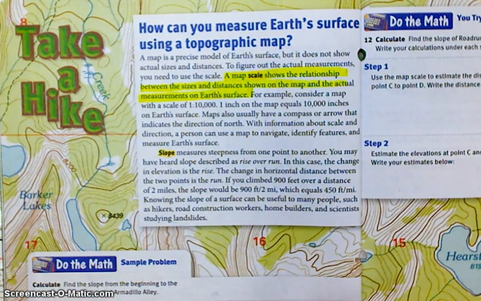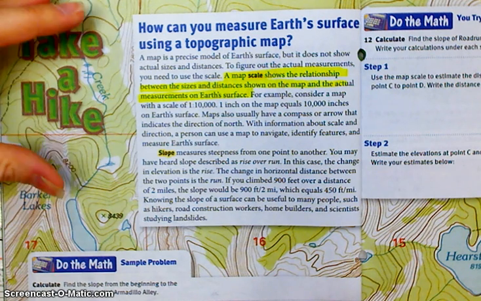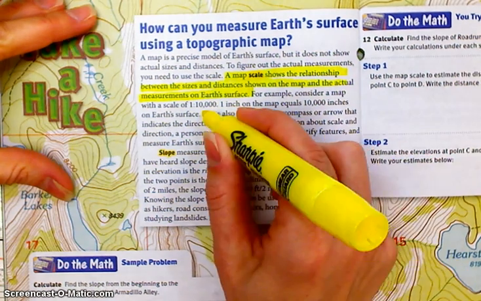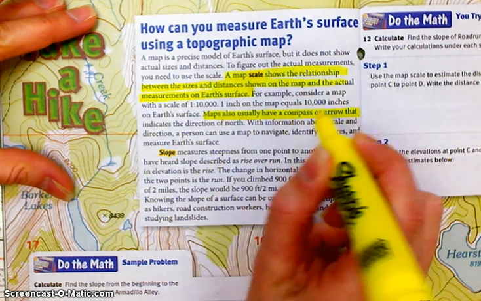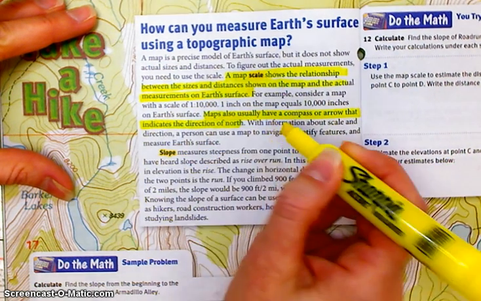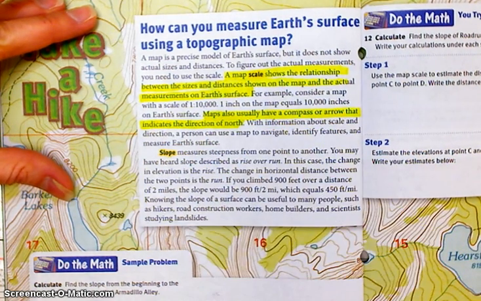Okay. It says, for example, consider a map with a scale of 1 to 10,000. What that means is 1 inch on the map is going to equal 10,000 inches on the Earth's surface. Okay. Also, maps typically have a compass or arrow that shows you at least where north is. And if you know where north is, of course, you can figure out the rest of the directions.